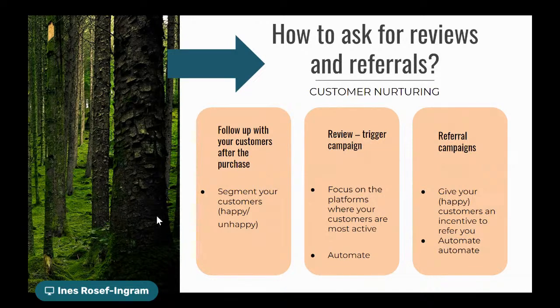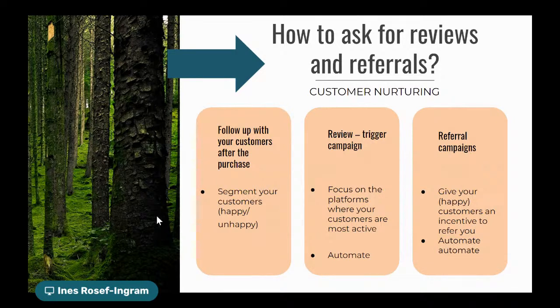Follow up with the customer after the purchase. This is nice to automate because then you remember to do it. Segment your customers if they're happy or unhappy. For example, have a thumbs up and a thumbs down, and they can click on the ones if they're happy or not. If they are happy, then you trigger a review campaign, which means that we automatically send them a request for a review only if they're happy. And we do so on the platforms where they're most active. We want to automate it. If they are unhappy, we want to automate a notification to ourselves to follow up on these people.